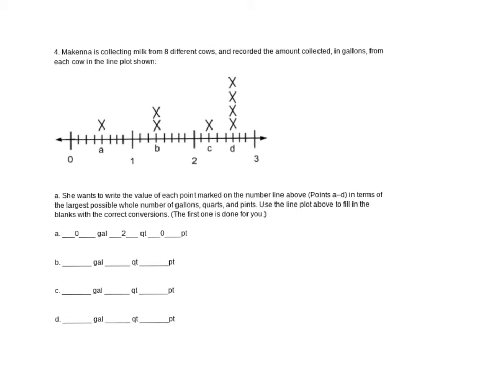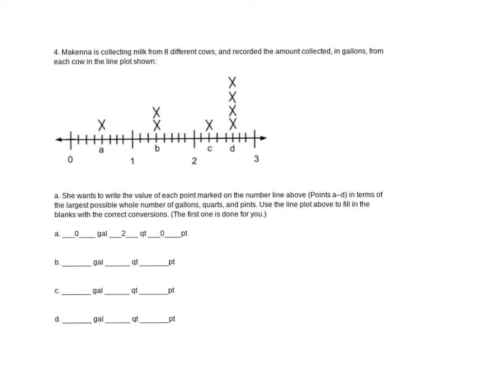McKenna's collecting milk from 8 different cows and recorded the amount collected in gallons from each cow in the line plot shown below. She wants to write the value of each point marked on the number line above in terms of the largest possible whole number of gallons, quarts, and pints. Use the line plot above to fill in the blanks with the correct conversions. The first one is done for you. So let's look at that first one.